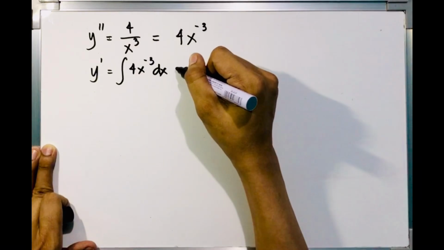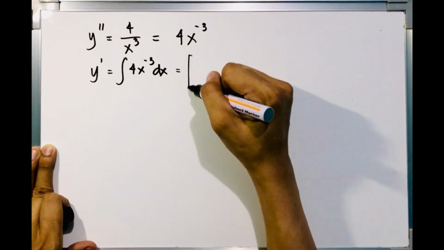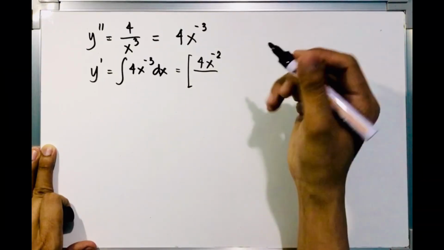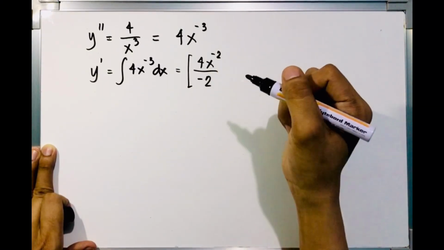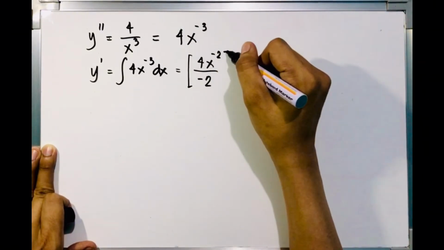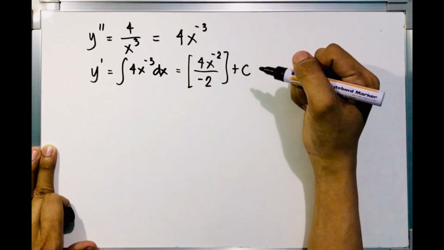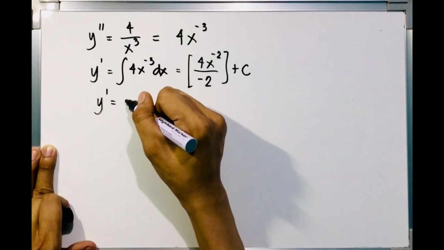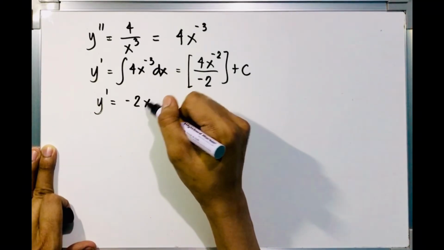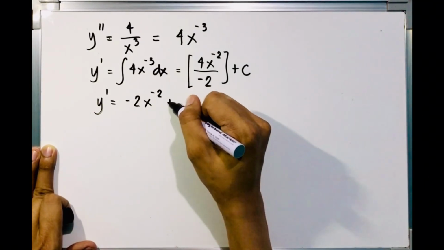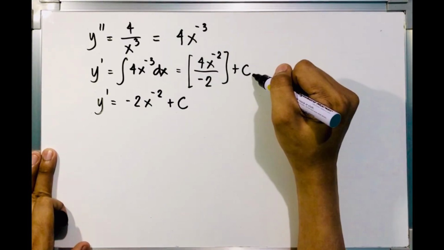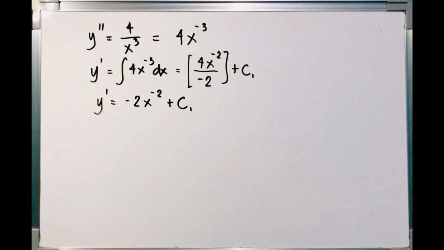And then, this would lead to 4x to the negative 2. Okay? And then, lagay natin yung using power rule. And then, plus c. Therefore, your y prime is equal to negative 2x to the negative 2 plus c. So, eto, yung constant is the first constant. So, lalagyan ko ng c1 to be specific that it's the first constant.